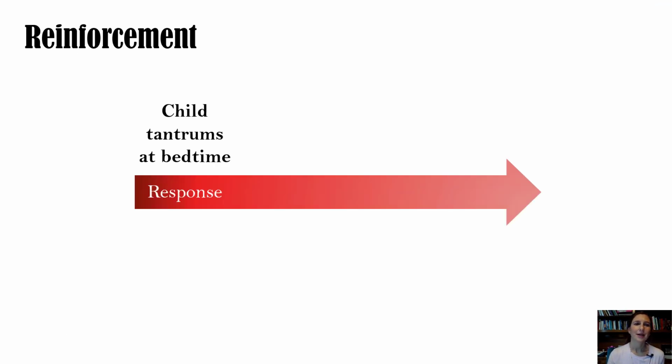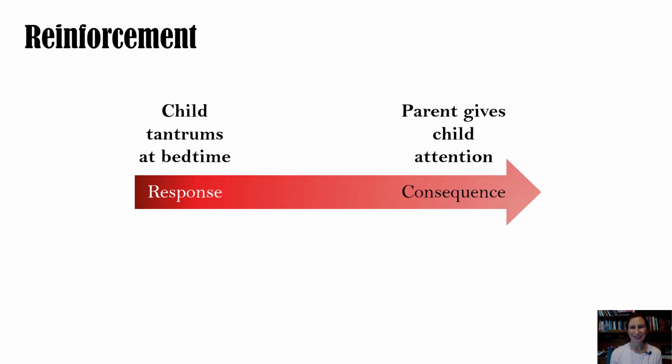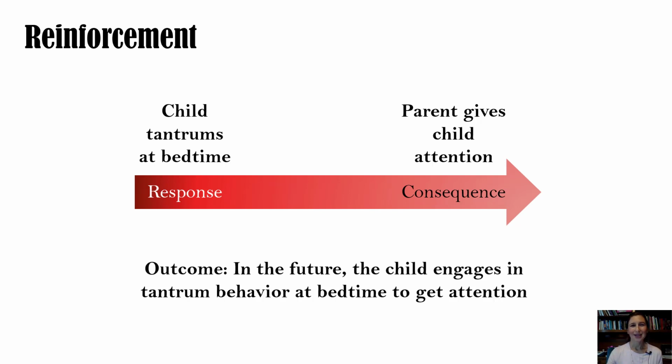Okay, so an example of reinforcement. We have a response: the child tantrums at bedtime, and the parent gives the child attention. That's your consequence. And then our outcome is, in the future, the child engages in tantruming behavior at bedtime to get attention. So we have a response from the child, and then we have a stimulus change in the environment, or the consequence. And the consequence is contingent on the response. And the future probability of behavior is increasing. So this hits every single aspect of our definition of reinforcement. So this would be considered an example of reinforcement.